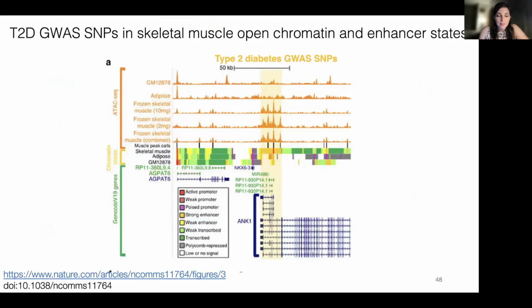So for some published examples, this is a figure from some more FUSION data looking at type 2 diabetes GWAS SNPs, and this orange color, these are ATAC-seq peaks in cell line, adipose, and muscle. And so you can see these peaks are quite specific to the muscle samples. And these are peak calls, so basically significant peaks in the ATAC-seq. And then ChromHMM was performed to have chromatin states, and there's this chromatin state that is an enhancer state that's specific to the skeletal muscle sample.